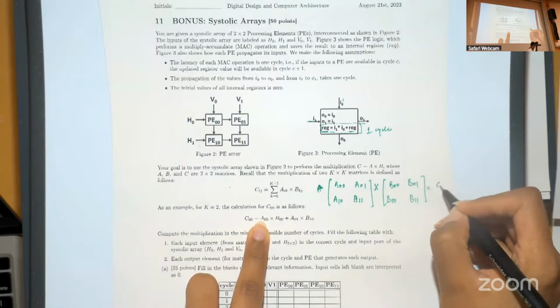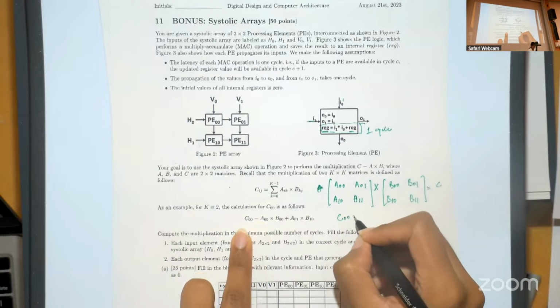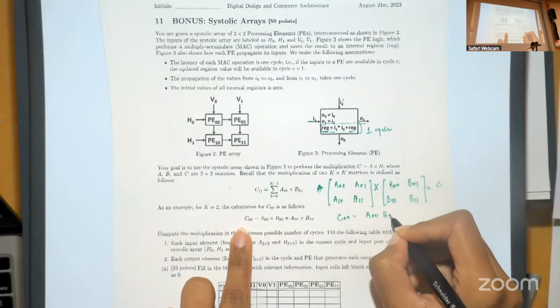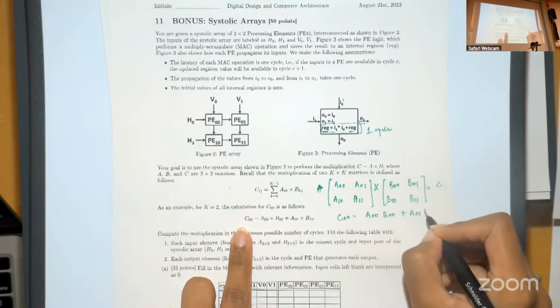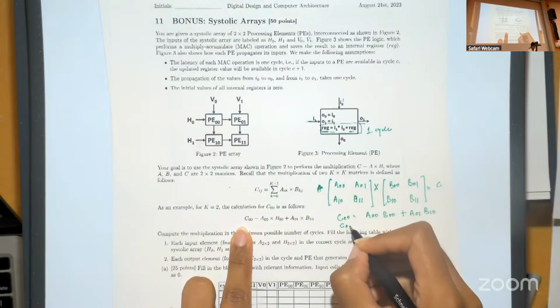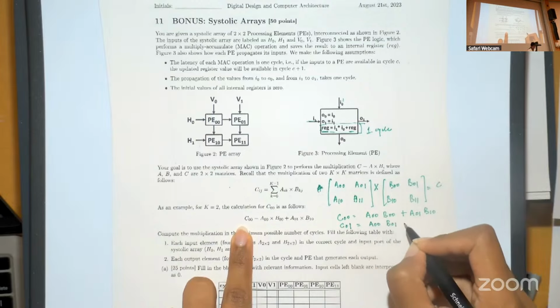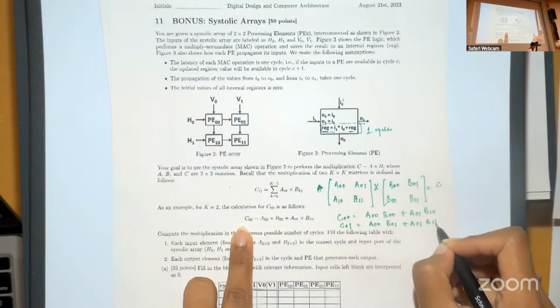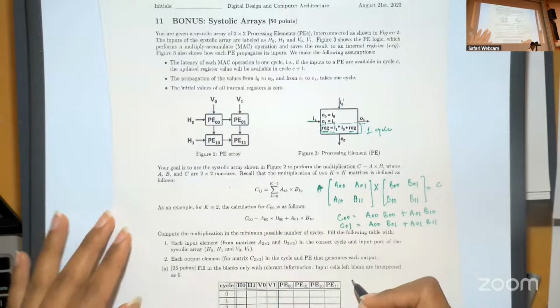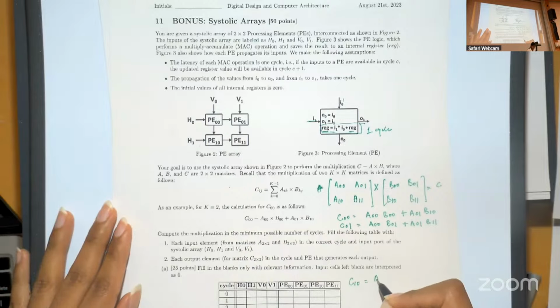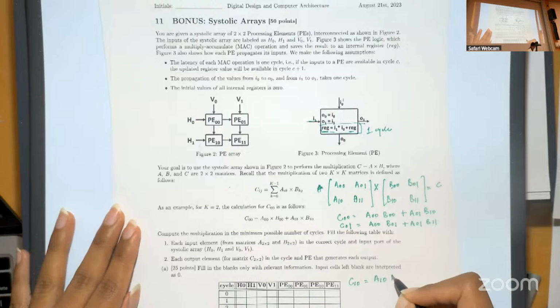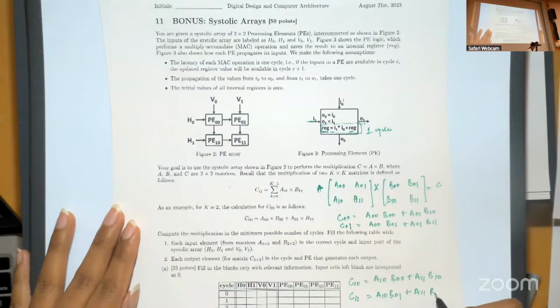So let's say the resultant matrix is C. So C00 would be A00, B00 plus A01, B10. Again, C01 would be A00, B01 plus A01, B11. I'm writing this because you will need this. So C10 is A10, B00 plus A11, B10. And lastly, C11 is A10, B01 plus A11, B11.